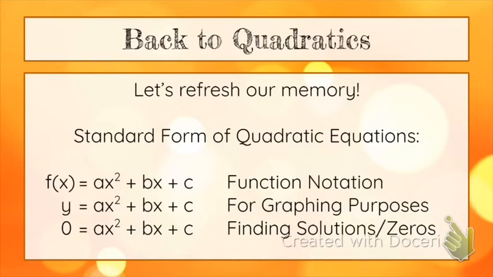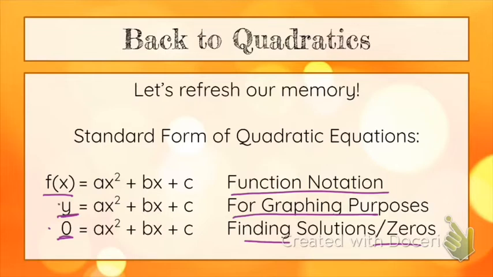Now we're going to get into the part that we will use a lot, and that is actually factoring quadratic equations. So let's refresh our memory. Standard form of a quadratic function is ax squared plus bx plus c. And we can use f of x equals, and that's just function notation. It's exactly the same as saying y equals. So we put it in y equals form when we're trying to graph, because we graph using x and y axis. And if we're trying to find a solution or find the zeros of an equation, we put it in 0 equals form. Okay, we make y equals 0.